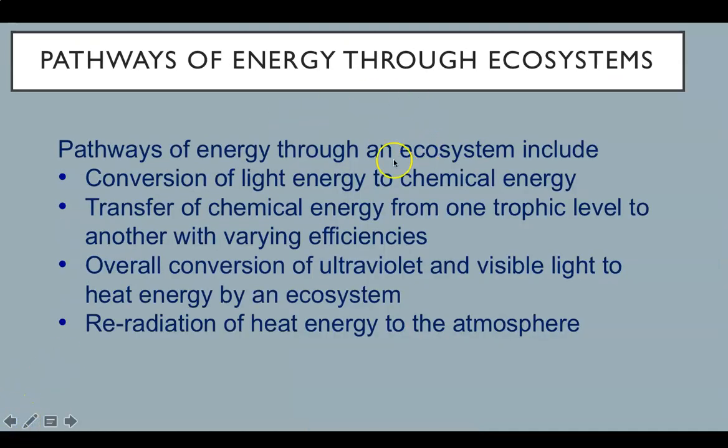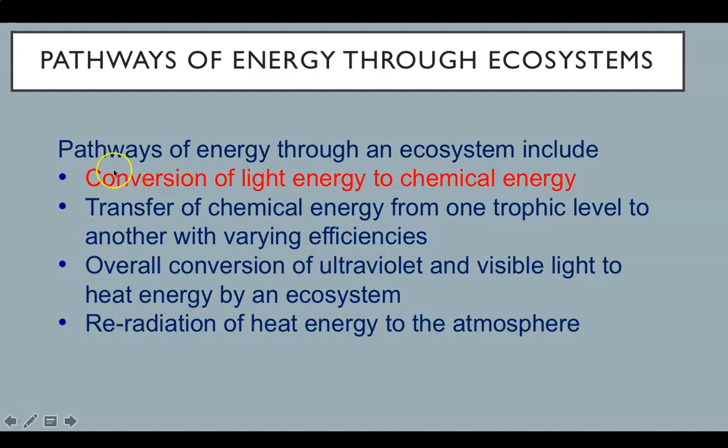Pathways of energy through an ecosystem, so the energy that's reached Earth, include conversion of light energy to chemical energy, transfer of chemical energy from one trophic level to another with varying efficiencies, overall conversion of ultraviolet and visible light to heat energy by an ecosystem, and re-radiation of heat energy to the atmosphere.